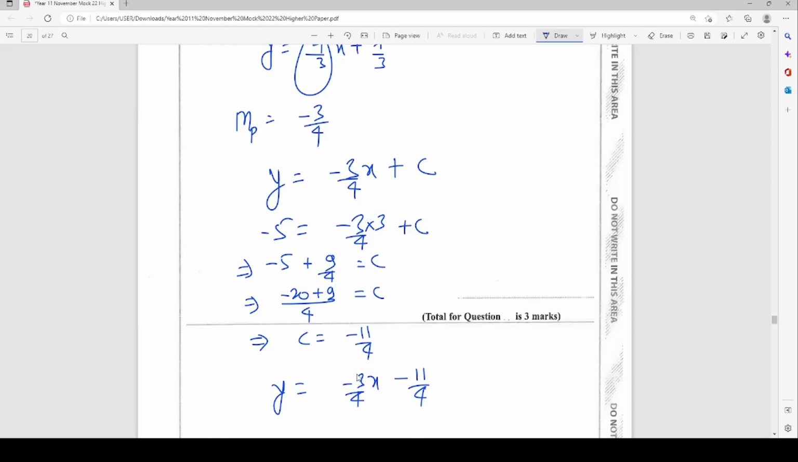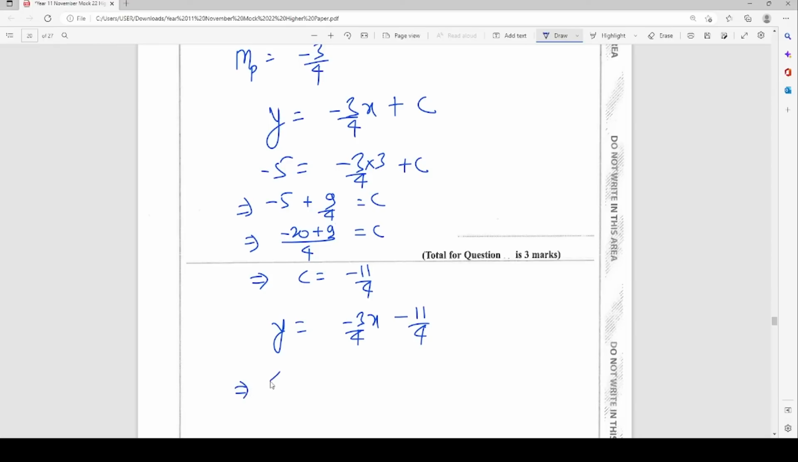I will multiply all of them by 4. That will give me 4y equals negative 3x, negative 11. So that's what my answer is. If you want to write it like this, or even this form is fine.